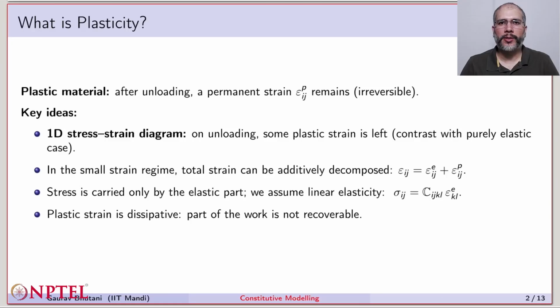In comparison to elastic solids or elastic materials, plastic materials are the materials where, when they are unloaded after some loading, there is some strain that remains in that material. That is, they are irreversible. They do not return to the same state as they started with before the loading. And the strain that remains is called epsilon with a superscript p, that is called plastic strain.